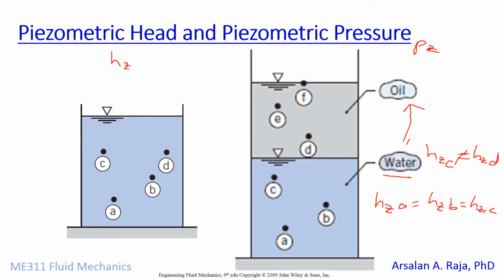So piezometric head will be the same for E, D and F, which is not the case when you have only head. So there are two things. One is simple head, which is not the same in one liquid, right? Which is not equal for C or D. But if you see piezometric, they are the same.